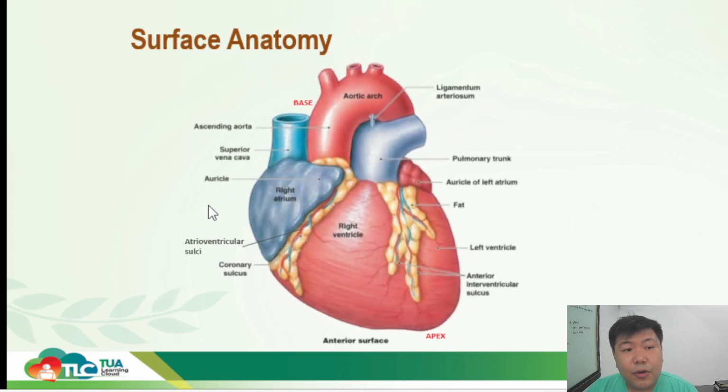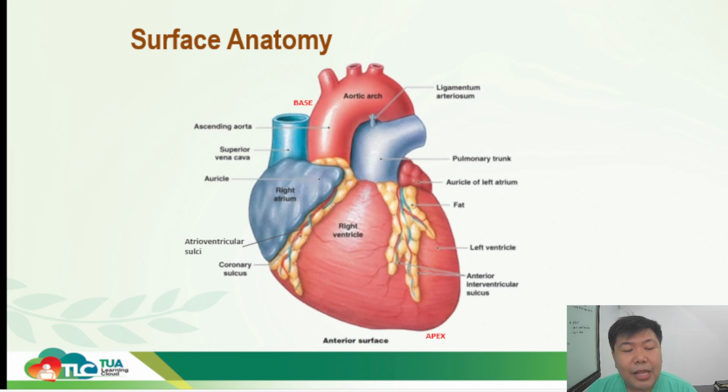Next, before we move on to that, we also have the superior vena cava, this blue structure here. Blue because it delivers deoxygenated blood. Blood coming from the upper half of the body, after the body has consumed its oxygen, will be brought back to the heart via the superior vena cava. And from the superior vena cava, it will go to the right atrium.